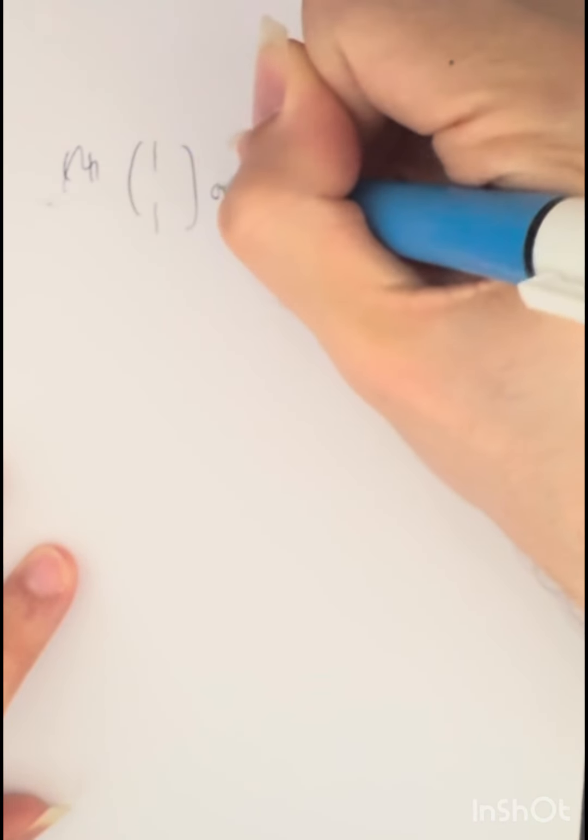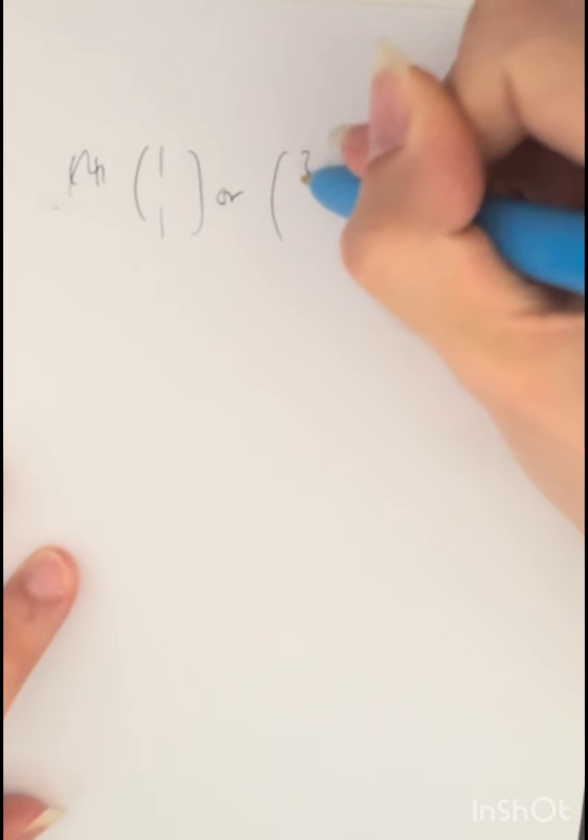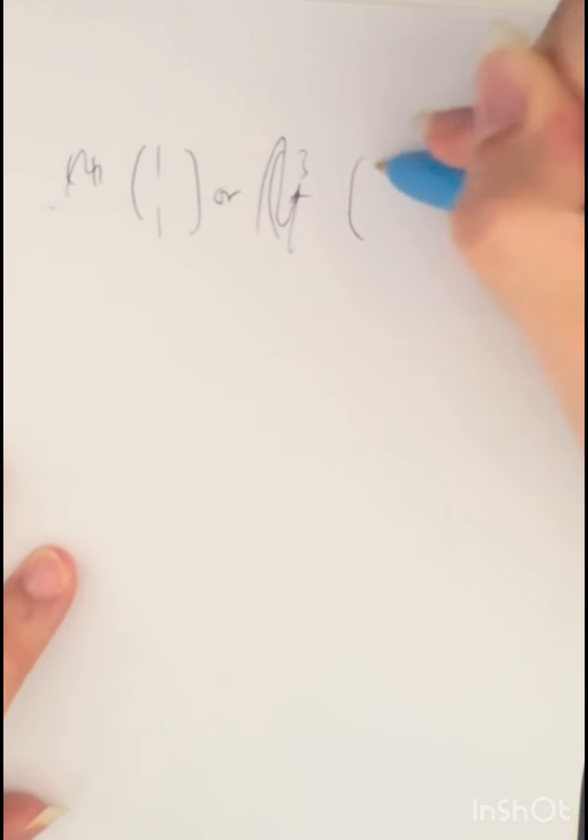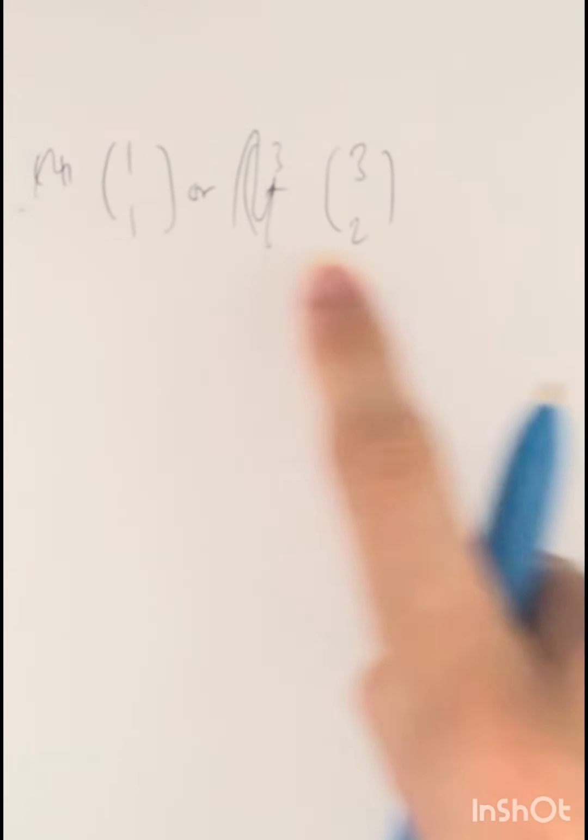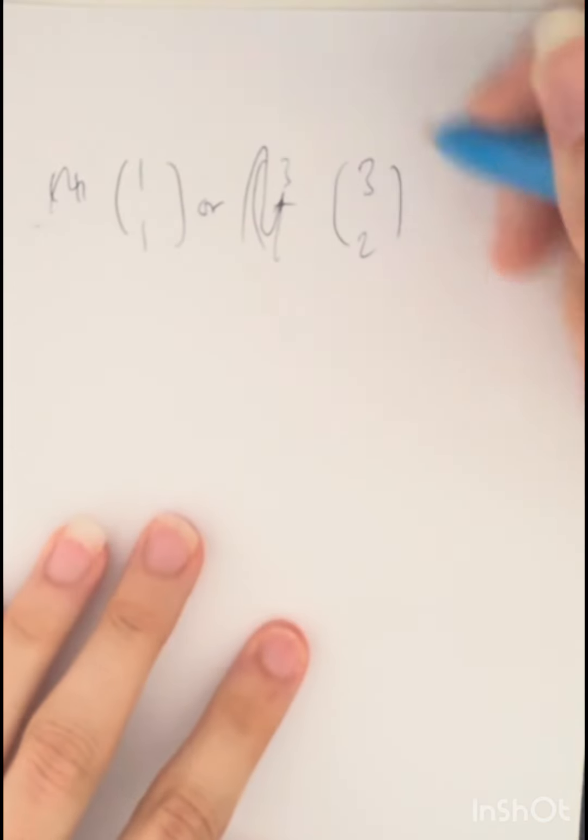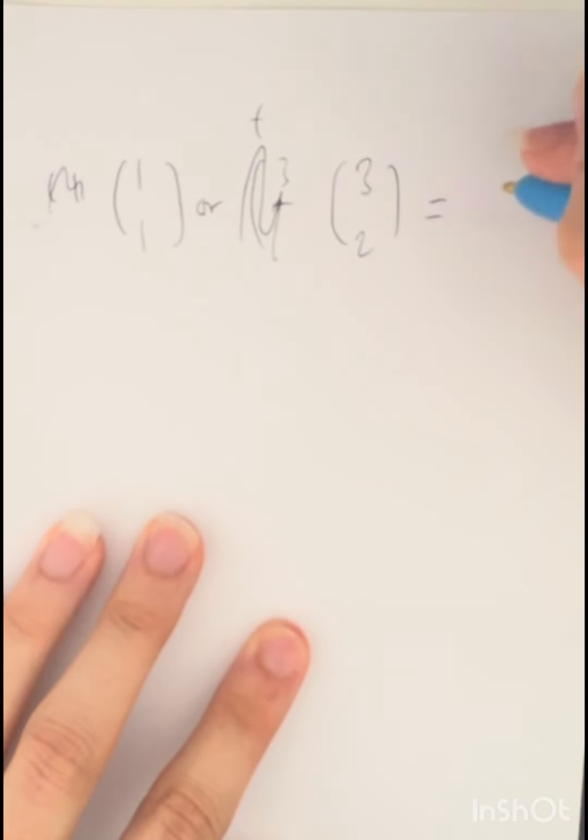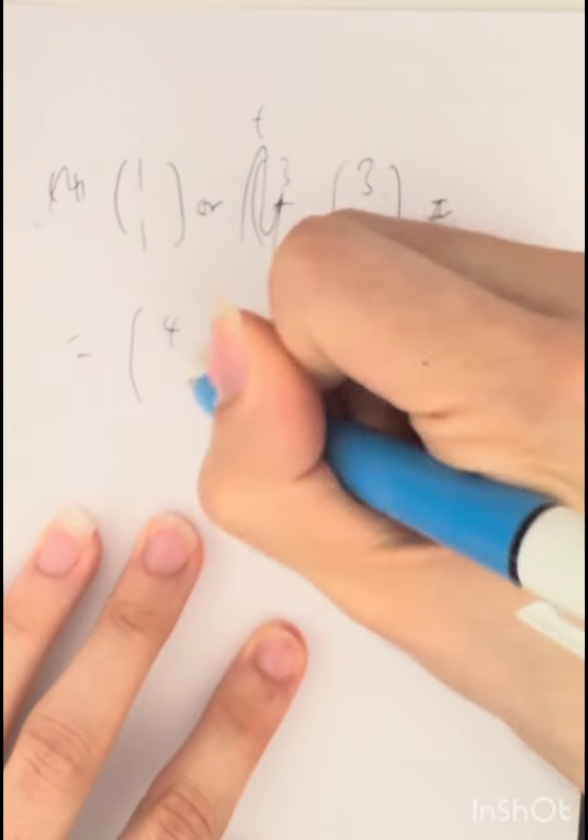So the vectors, we've got (1, 1) or (3, 2). I messed up. Now to add vectors together, you just add the top 2 numbers and the bottom 2 numbers. So these 2 vectors added together would equal (4, 3). And we need to find the probability that the sum of the vectors is equal to the vector (10, 8). So we need to work out combinations of the vectors (1, 1) and (3, 2) that add to (10, 8).